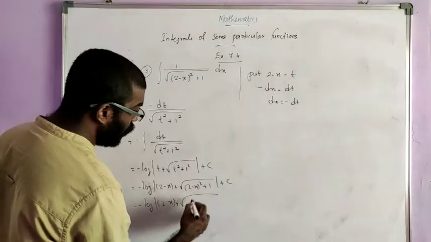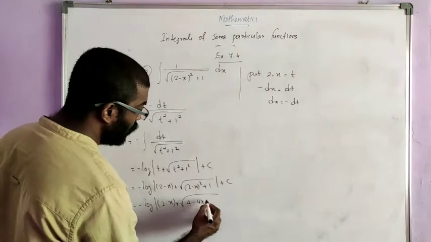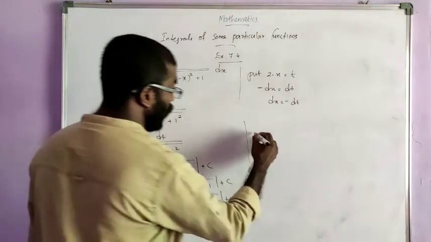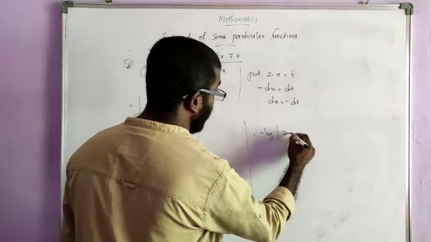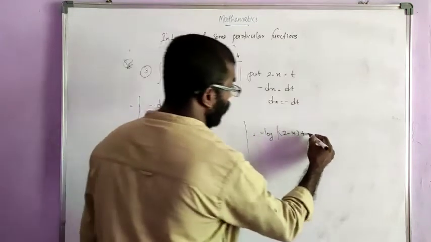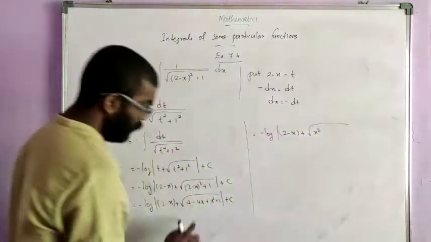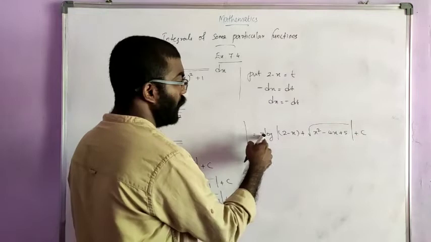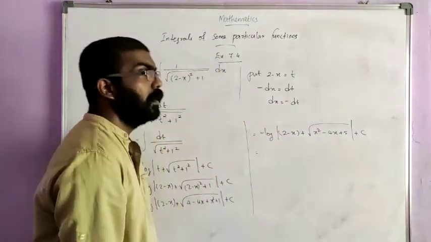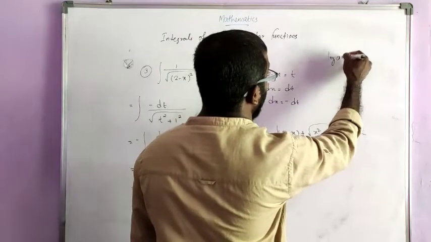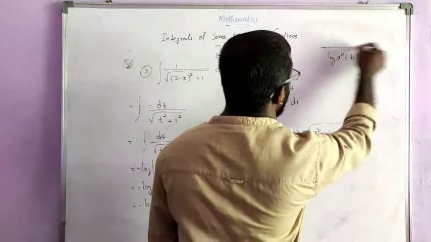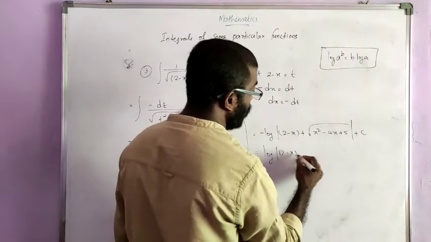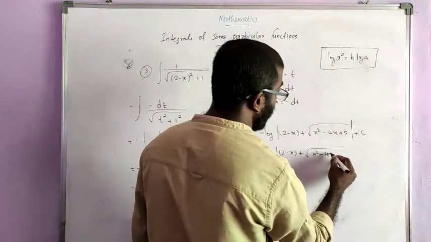and which is equal to minus log mod 2 minus x plus, here we can expand this one, 2 square is 4 then 2ab minus 4x then plus x square plus 1 plus c, and which is equal to minus log mod 2 minus x plus root of x square minus 4x plus 5 then plus c. This minus sign we can write it on the power, log a raised to b is equal to b log a.